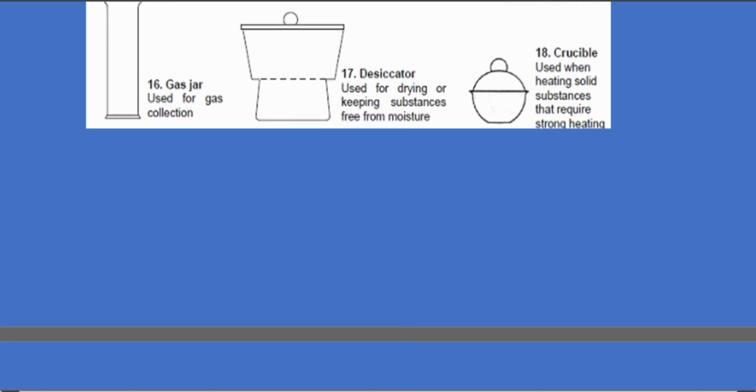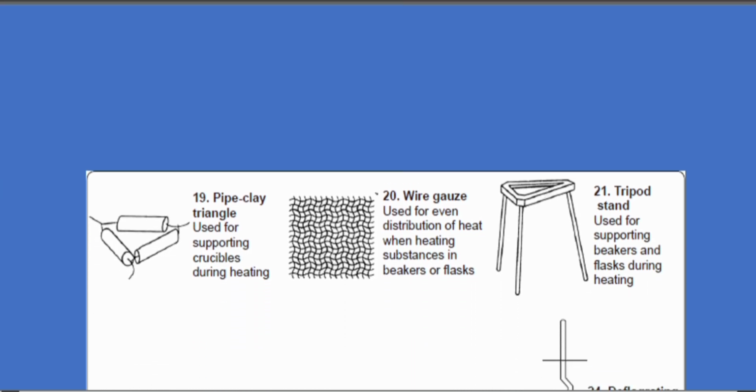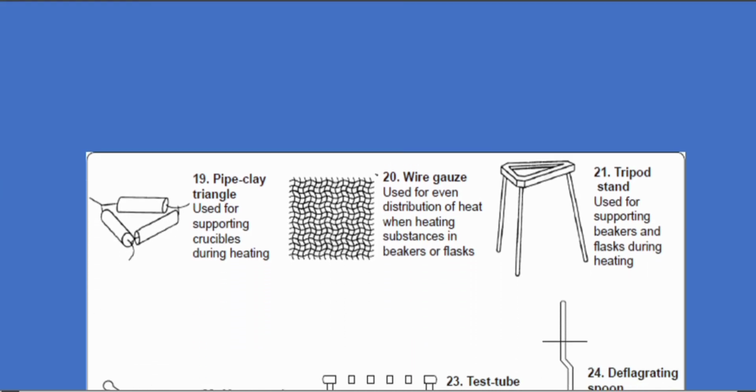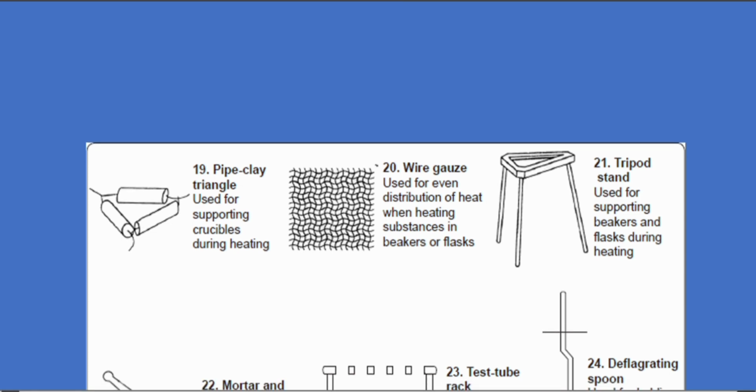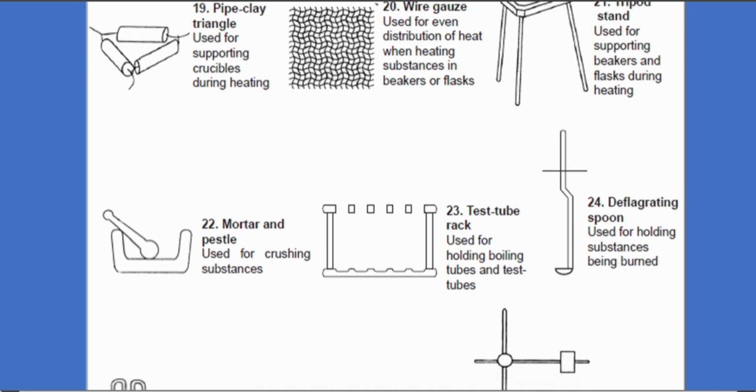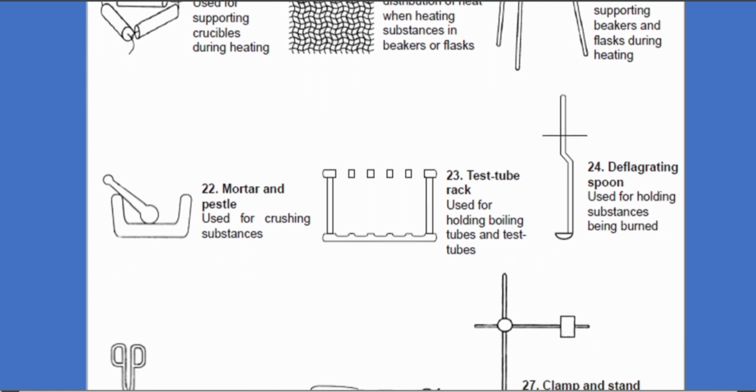So we are still continuing with those apparatus that are used for general use. We have the pipe clay triangle, used for supporting crucibles during heating. We have the wire gauze, used for even distribution of heat when heating substances in beakers or flasks. The tripod stand is used for supporting beakers and flasks during heating. Then we have the mortar and pestle. They are used for crushing substances.